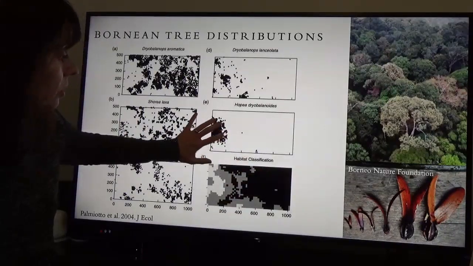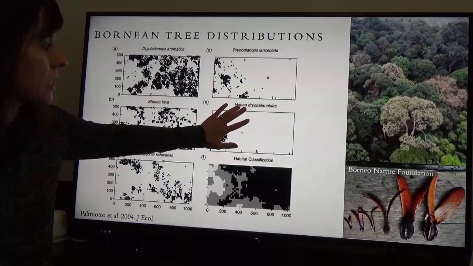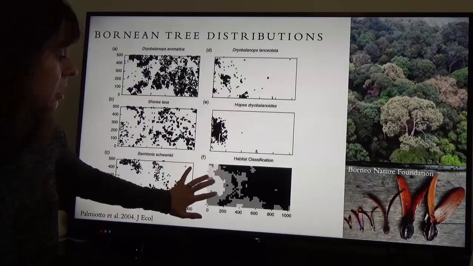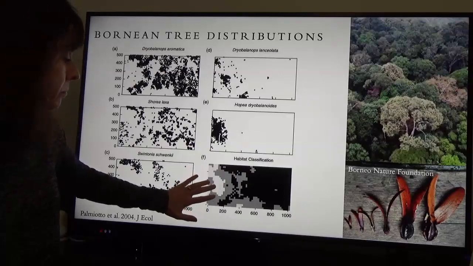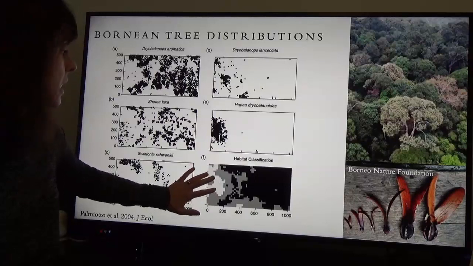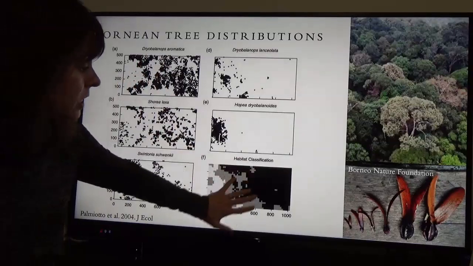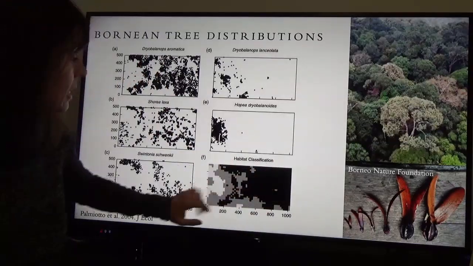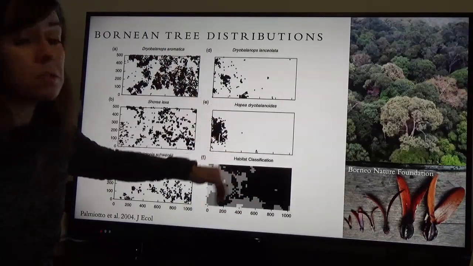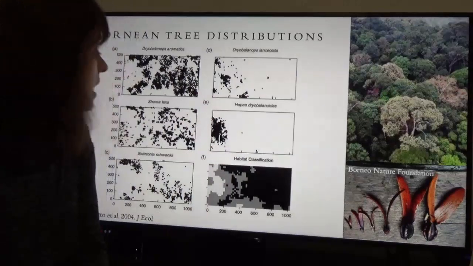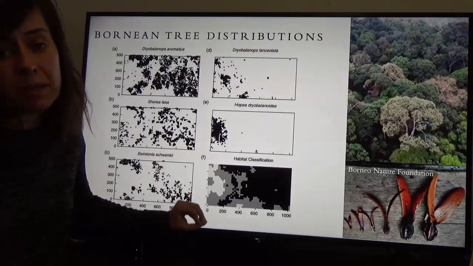The point is that if we take a look at the distribution of some of these different species, we see very highly clumped distributions. So Hopea dryobalanoides, for example, only occurs where we have this light gray habitat type, so kind of in this hilltop environment. In contrast, Dryobalanops aromatica only occurs in this lower lying alluvial habitat down here, this floodplain habitat. So we have these two contrasting distributions, which we refer to as habitat specialization, but a very strongly clumped distribution that goes hand in hand with that abiotic environment.